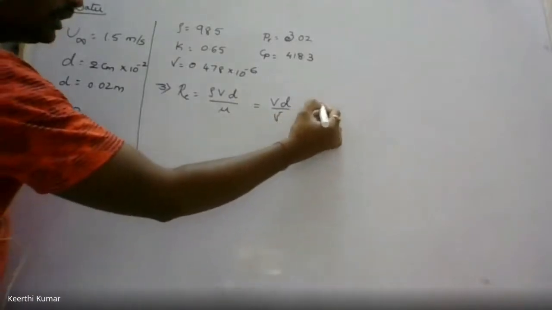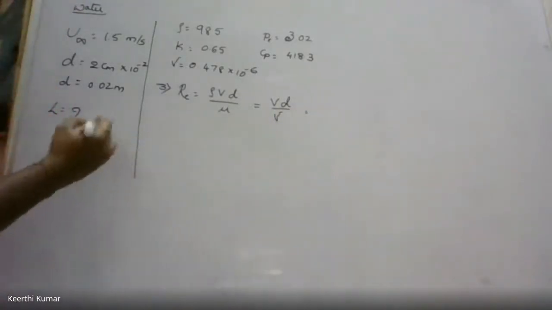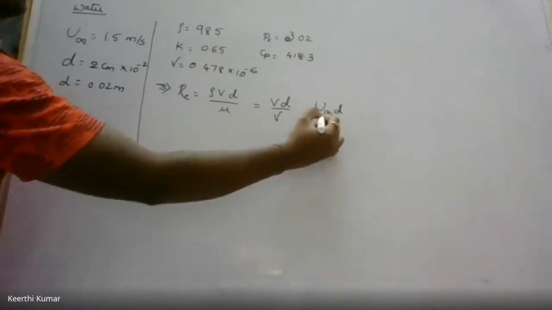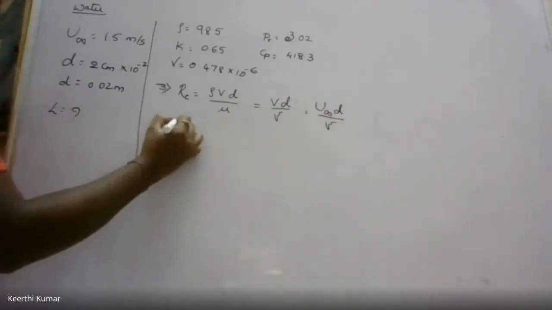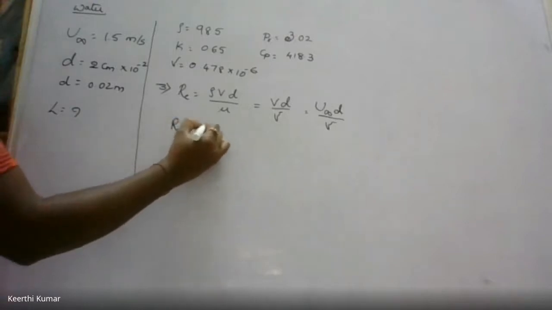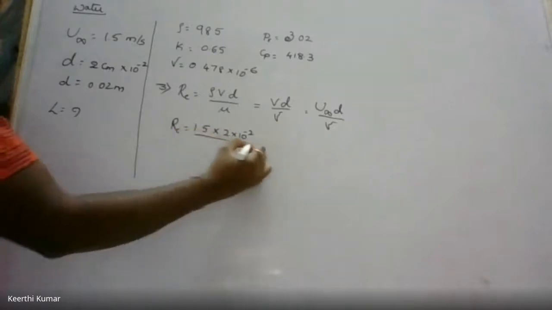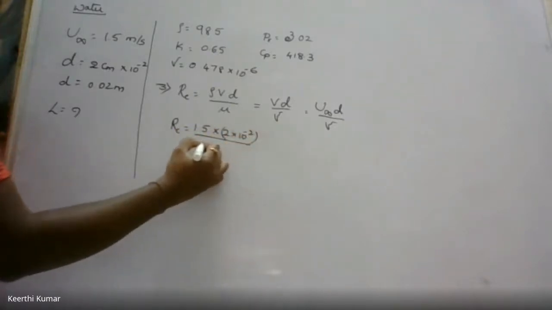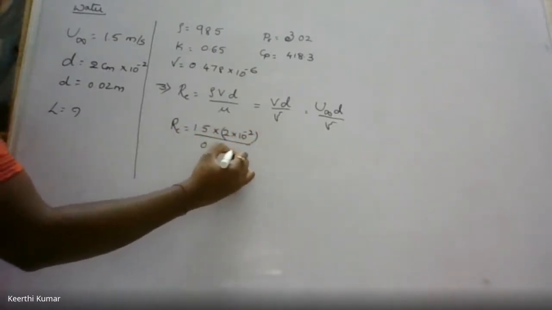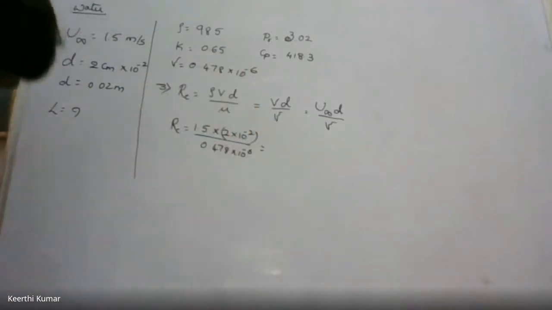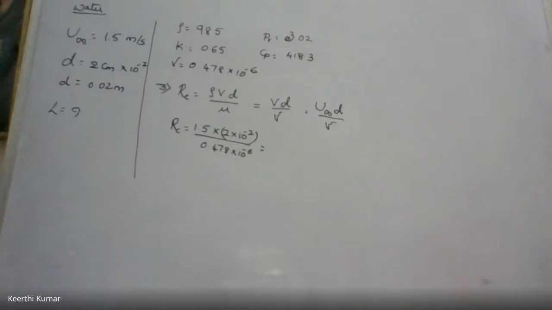Here v is the velocity of the flowing fluid, which is nothing but u infinity. So Re is u infinity d by kinematic viscosity. Therefore, Re is equal to 1.5 into 2 into 10 to the power of minus 2, divided by kinematic viscosity, 0.478 into 10 to the power of minus 6. So what is the Reynolds number value you got?